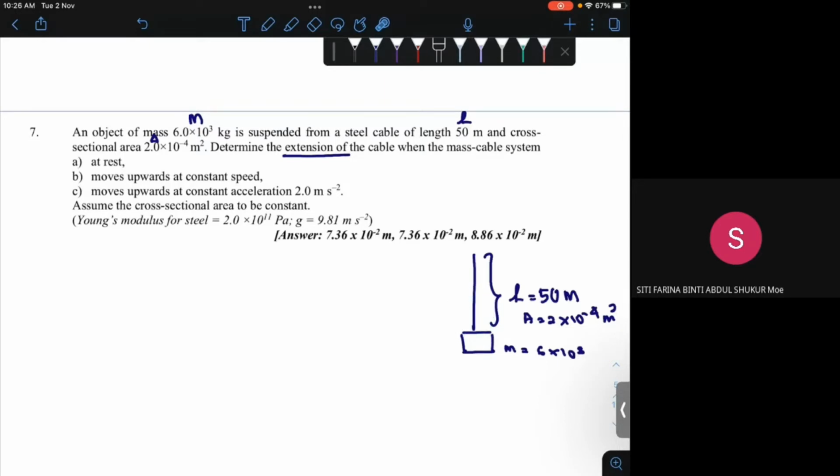Maksud at rest maksudnya tension kamu ini tidak mempunyai sebarang acceleration ataupun sebarang force lain dekat sini. Okay, so at rest sama macam chapter 4 kita belajar at rest summation F must equals to 0. No acceleration. Acceleration is equals to 0. At rest A is equals to 0. Chapter 2 kita dah belajar at rest A is equals to 0. Chapter 4 kita belajar bila at rest total force of a system must equals to 0.